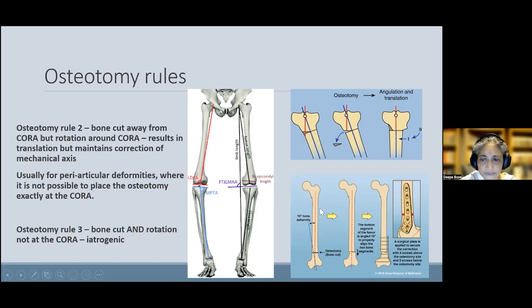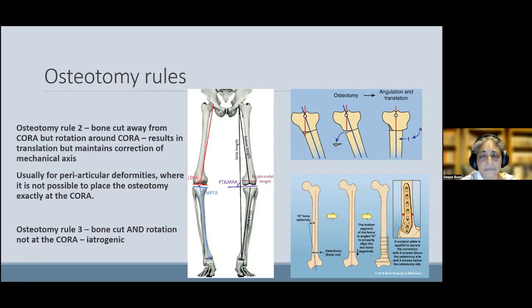You can see another example here where the CORA is very close to the knee joint. However, for the same reasons, because you want to get stable fixation of the distal fragment, you do your osteotomy proximal to the CORA, but your correction will still happen around the CORA. And so when you have finished, the bone will not look straight, but the mechanical axis will be corrected.